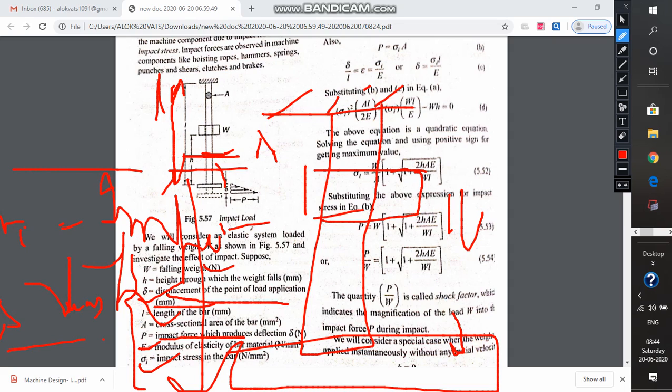Now, one basic thing, that is sigma I, impact stresses. Then mathematically, what is the stress? Mathematically, stress is calculated by force per unit area. Since this is the impact stress, sigma I will be equal to P by A, that is the impact force divided by area. Impact stress is the impact force by the cross sectional area. So P by A will be equal to sigma I.